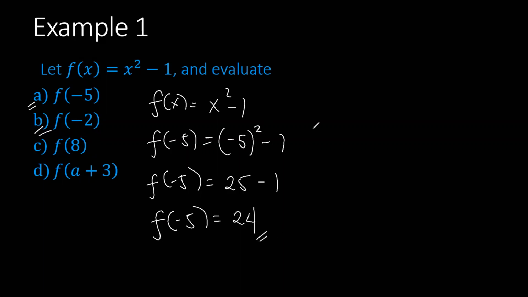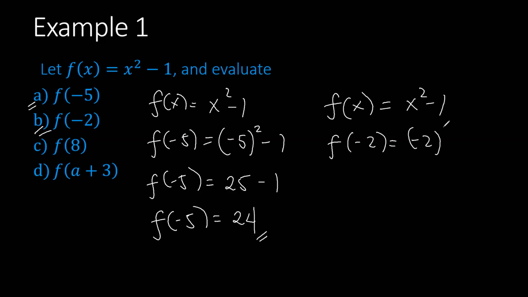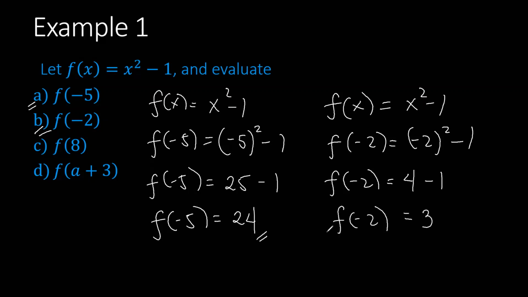Now let's try letter B at f of negative 2. So write the function again. We have f of x is equal to x squared minus 1. We have f of negative 2 is equal to negative 2 squared minus 1. So we have f of negative 2 is equal to negative 2 squared is positive 4 minus 1. We have f of negative 2 is equal to 4 minus 1 is 3. So the value of this function at x equals negative 2 is positive 3. Now let's try letter C and letter D.